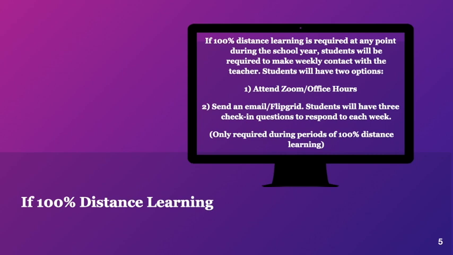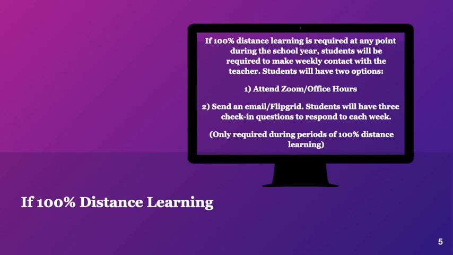If at any point during the school year, students will be required to make weekly contact with the teacher. You will have 2 options. You can attend a Zoom or Google Hangouts office hours. You can send an email or do a Flipgrid. You'll have 3 check-in questions to respond to each week, and those will be posted for you. It's only required during periods of 100% distance learning, so when you're 100% virtual, 100% at home.